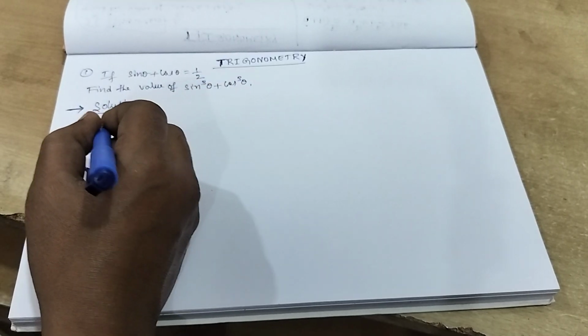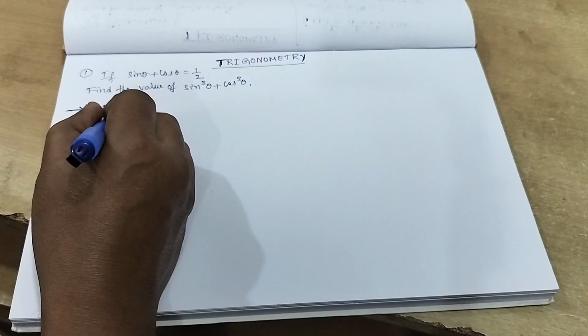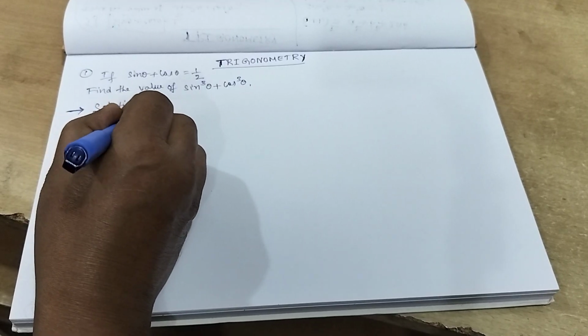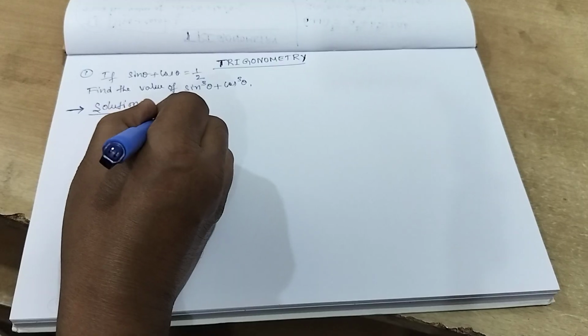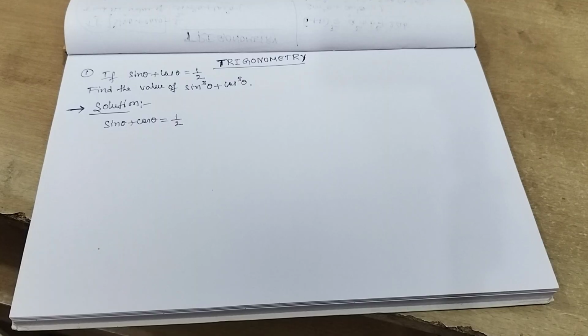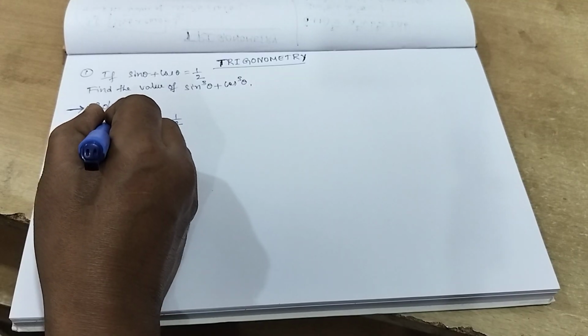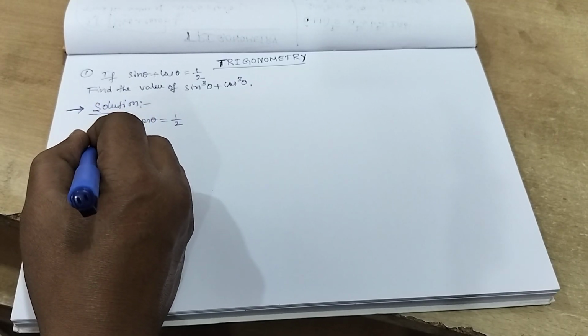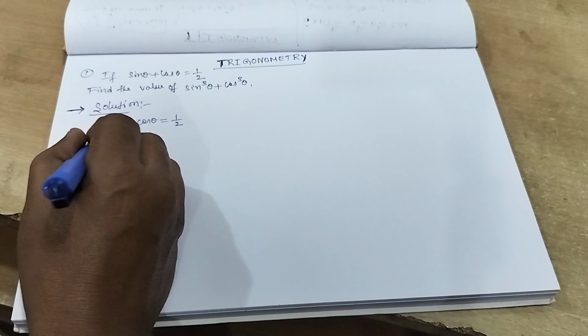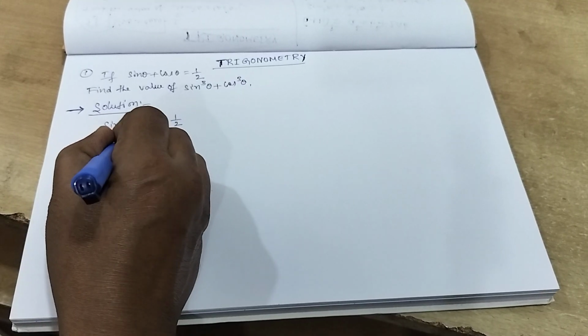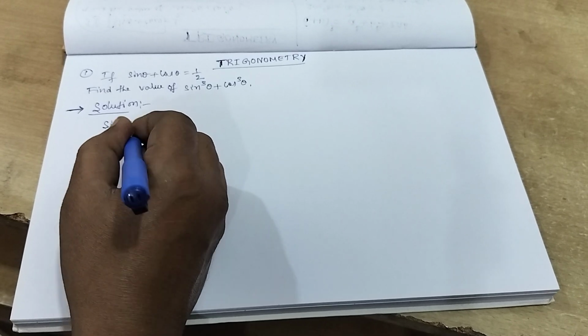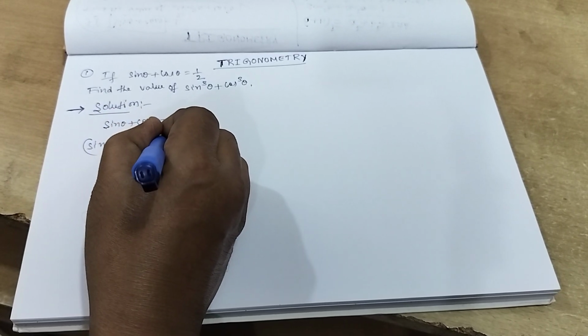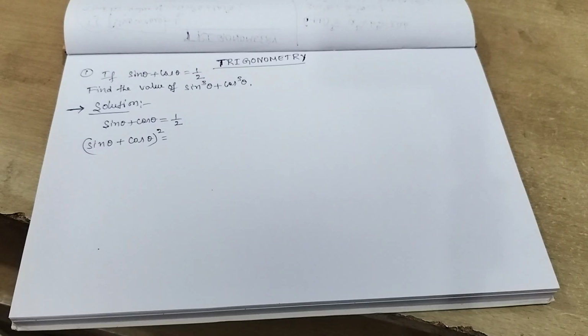So now the solution is like this. They have given sine theta plus cos theta is equal to 1 over 2. Now what we have to do, we take the left hand side and square it. So to get the desired result, first step I do (sine theta plus cos theta) whole square by taking the left part.